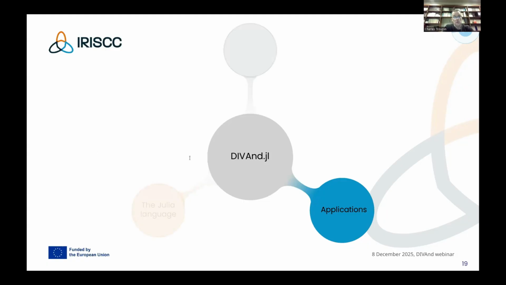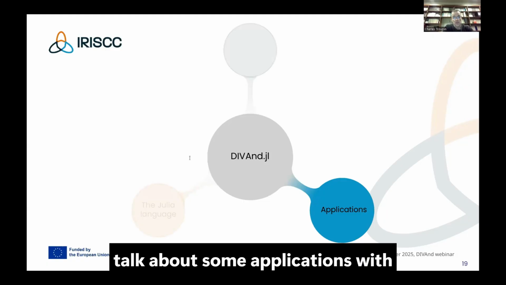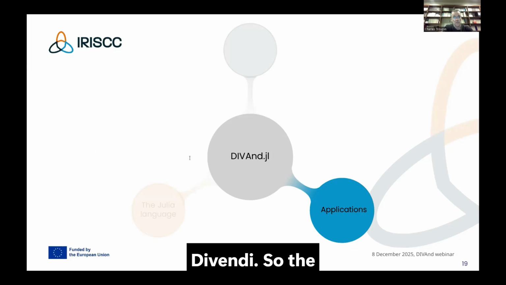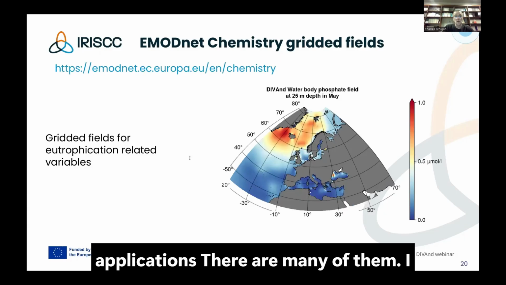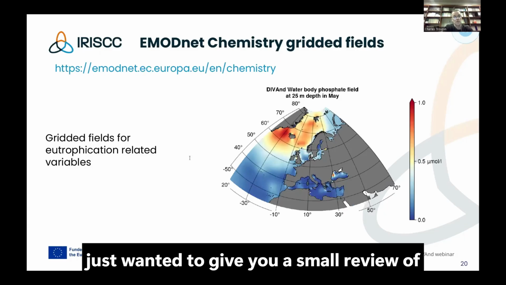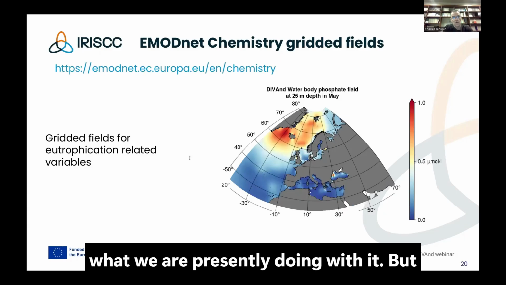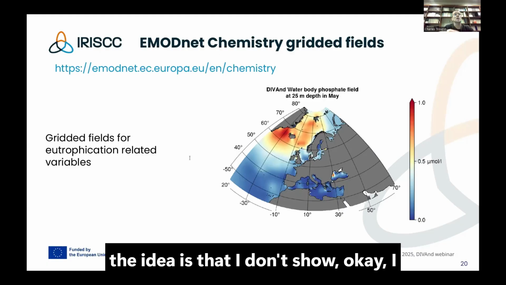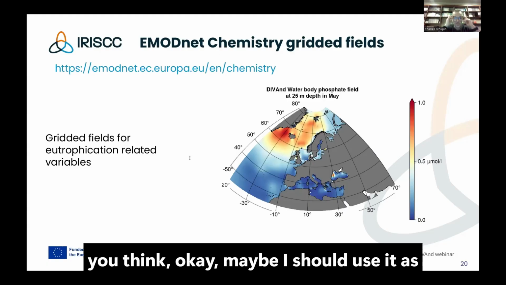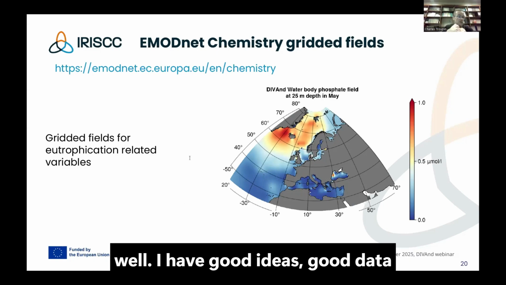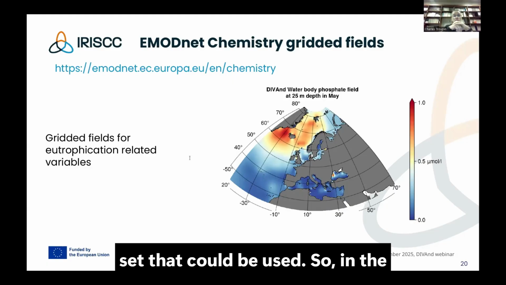And now we will talk about some applications with DIVA-ND. The applications, there are many of them. I just wanted to give you a small review of what we are presently doing with it. But the idea is that I show a few examples of DIVA, and then you think, okay, maybe I should use it as well. I have good ideas, a good data set that I could use.